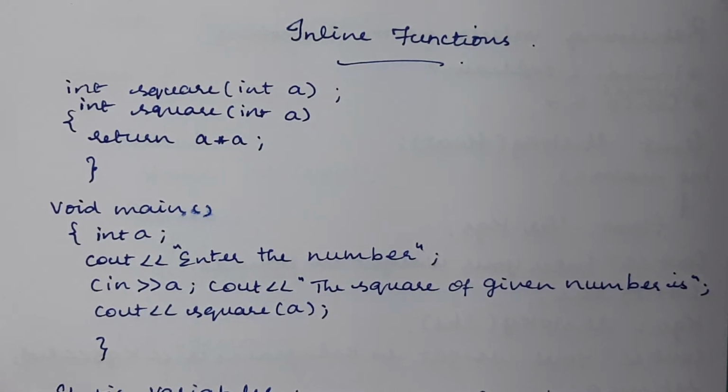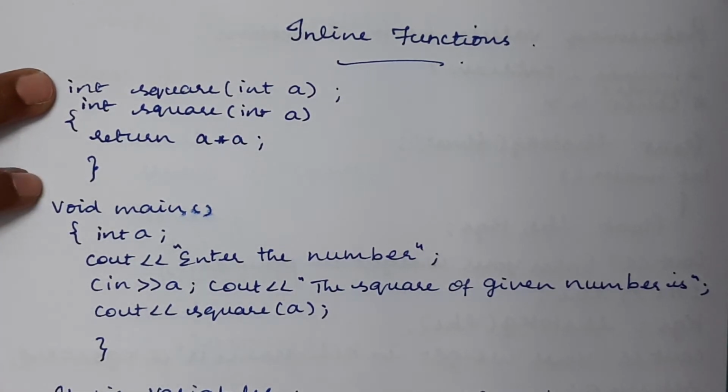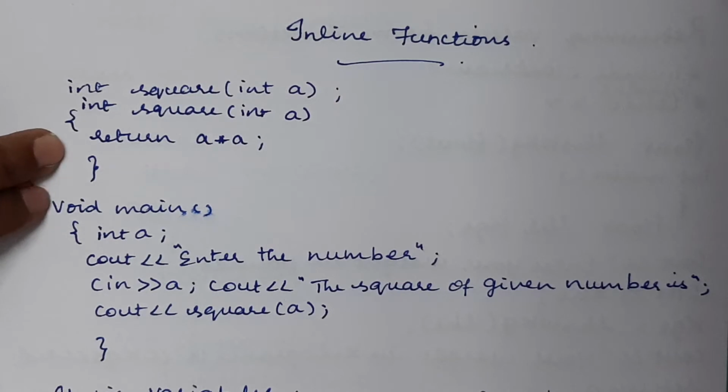One more thing: if you are defining the function before the main function itself, then there is no need to give this function declaration statement. So this statement will not be necessary. Here is the function body. We have a single statement which returns the value of a into a. We get one value as argument and square it, and finally the result is returned back to the calling program.